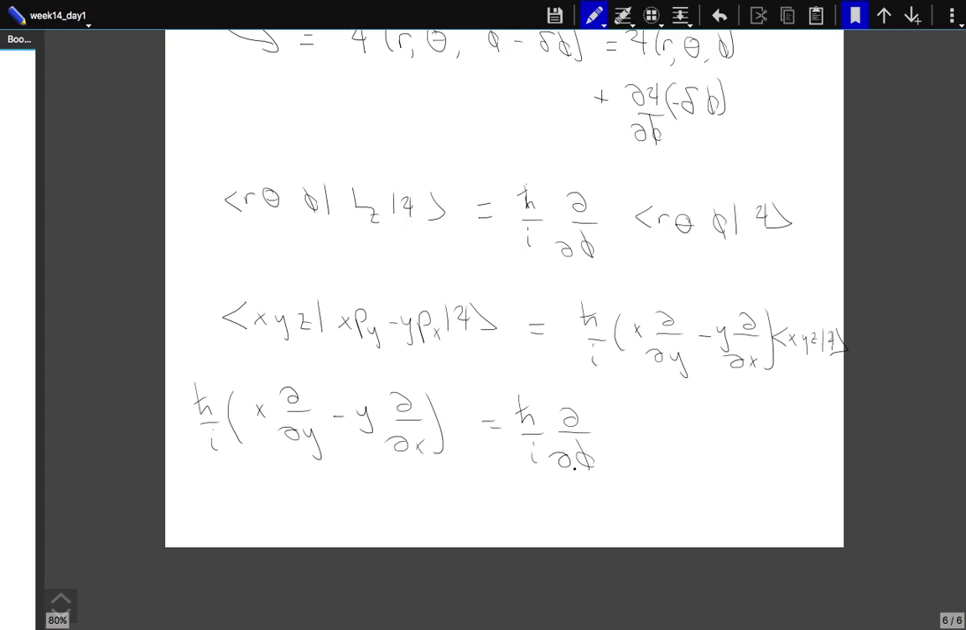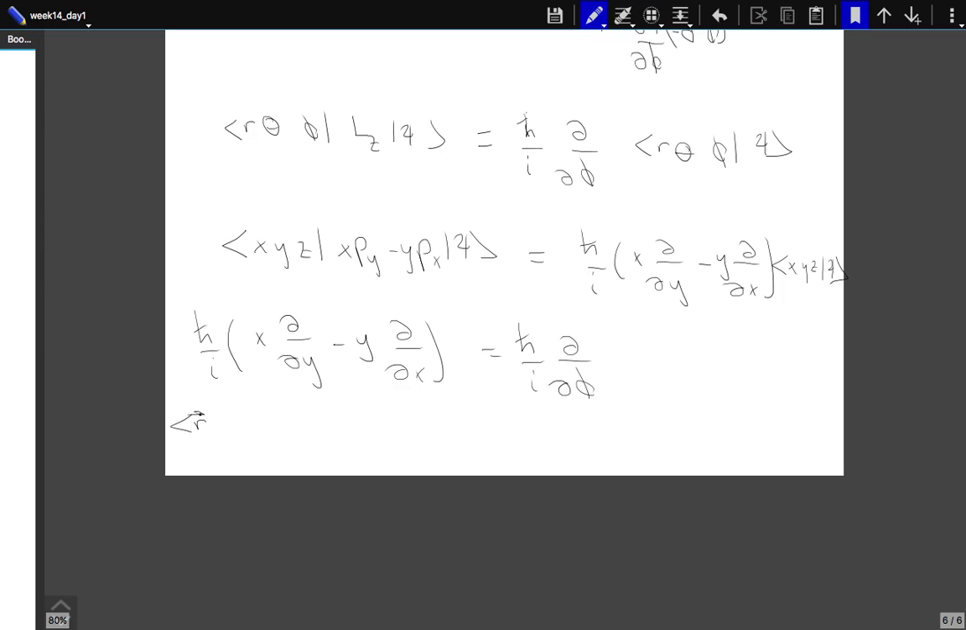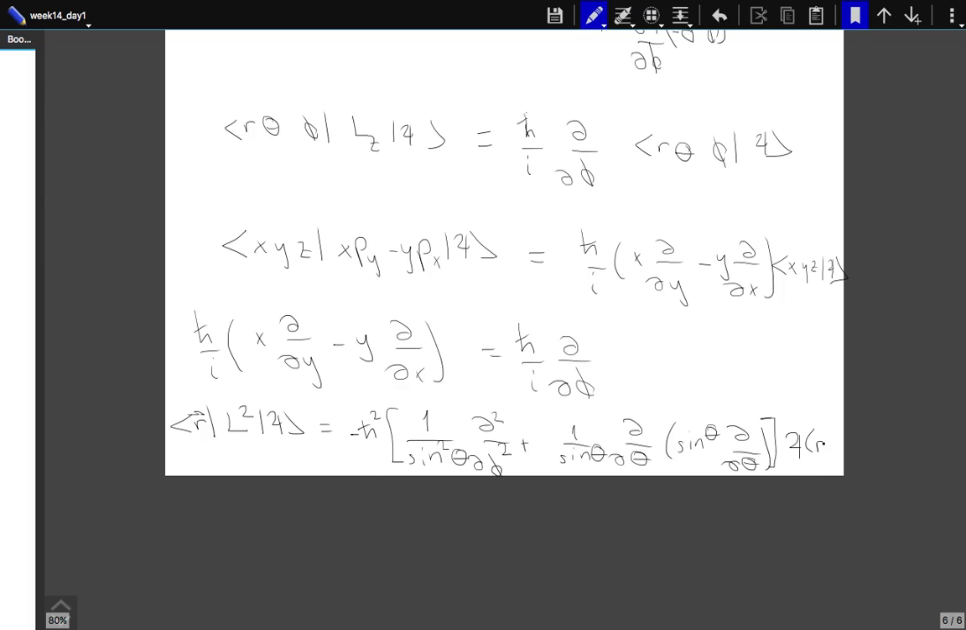I will not go over the derivations of that, but I will just write down what L squared is. Once you identify Lx, Ly, and Lz in spherical coordinates, you can just write what L squared is. Let's say r, L squared, psi. This is what L squared looks like in the coordinate basis. This will be minus h bar squared, 1 over sine squared theta, del squared by del phi squared, plus 1 over sine theta, del over del theta, sine theta, del over del theta, psi, at the point r. This is part of the Laplacian in spherical coordinates.